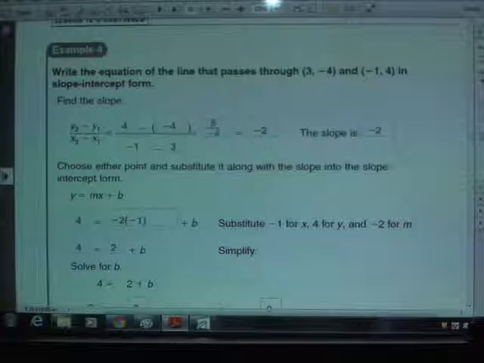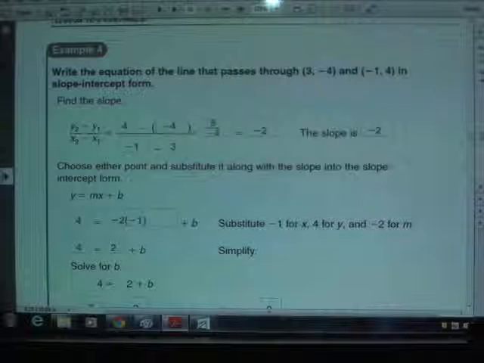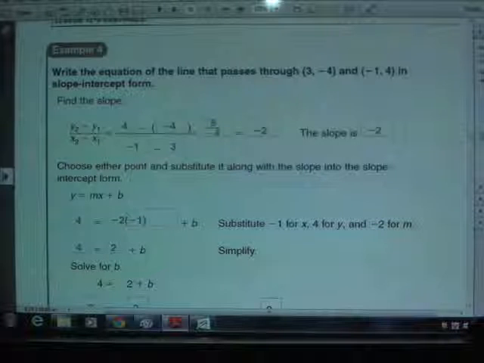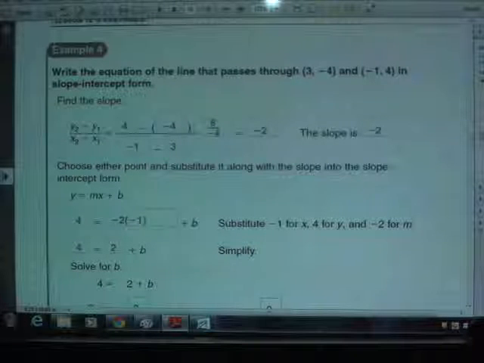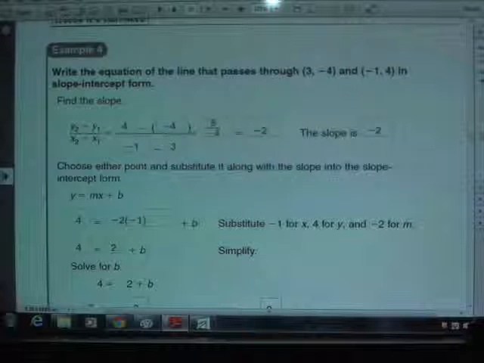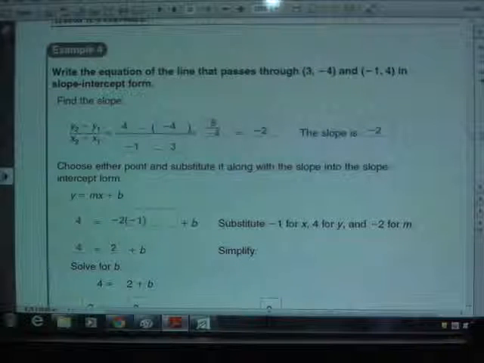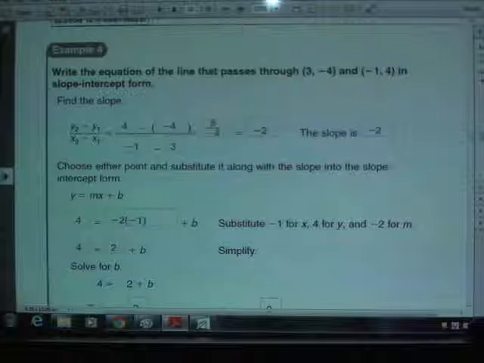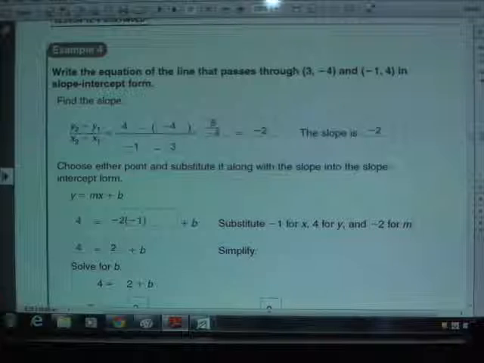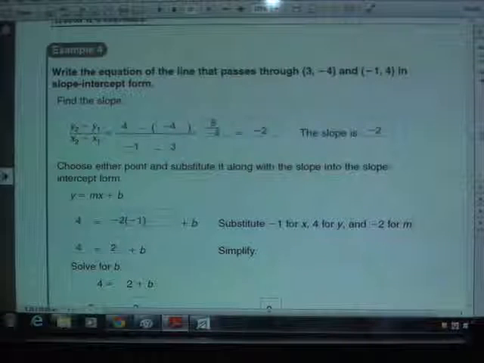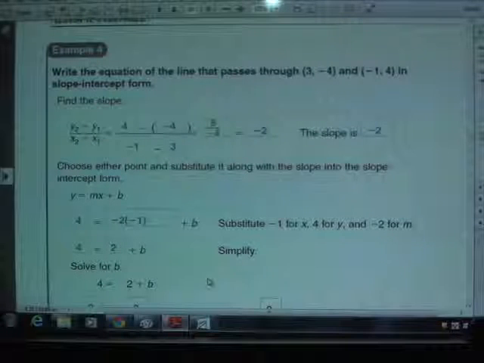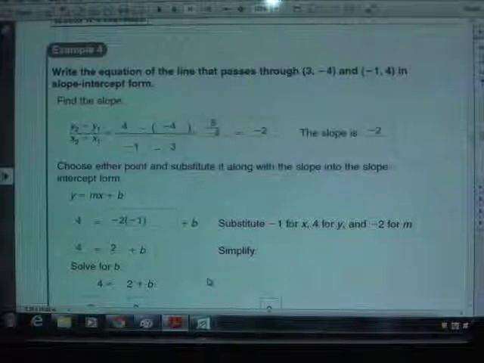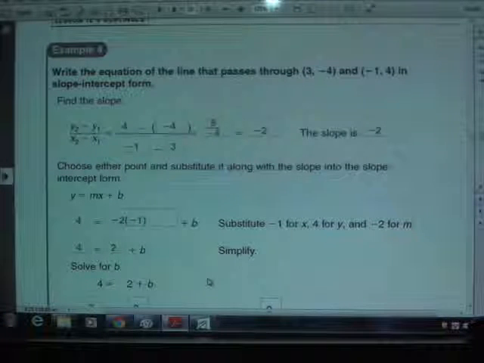Okay, here we are at question number 4 now, and they're asking me to write the equation of the line that passes through (3, -4) and (-1, 4) in slope-intercept form. So we've got to do a couple things here because remember, slope-intercept form requires us to have two things, the slope and the y-intercept. So we've got to find both of those before we can write the equation of the line in slope-intercept form.